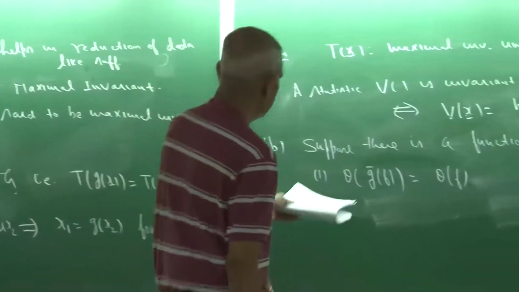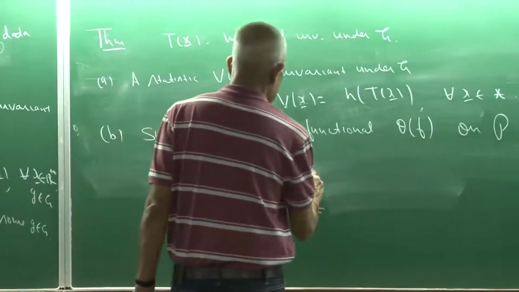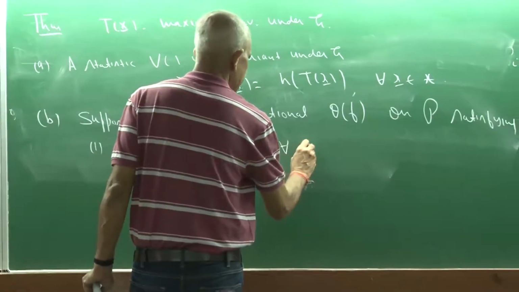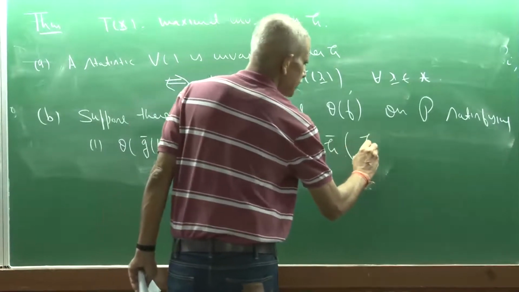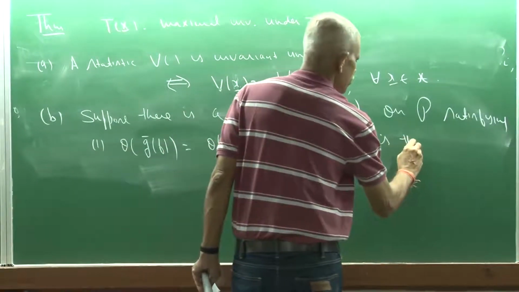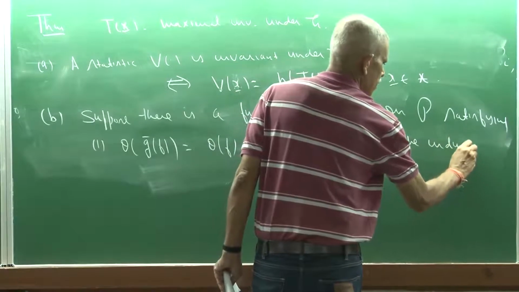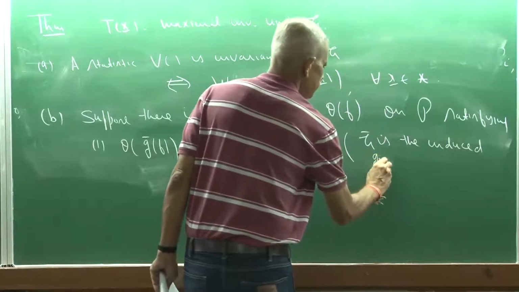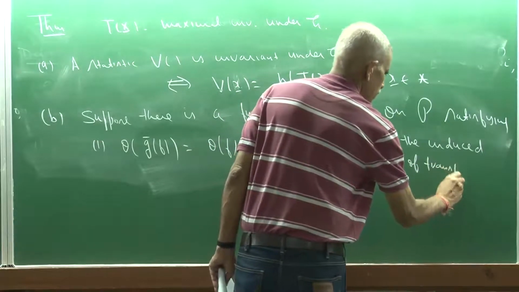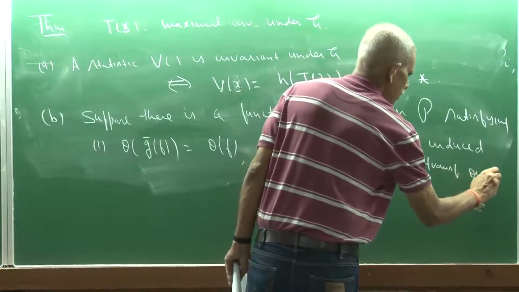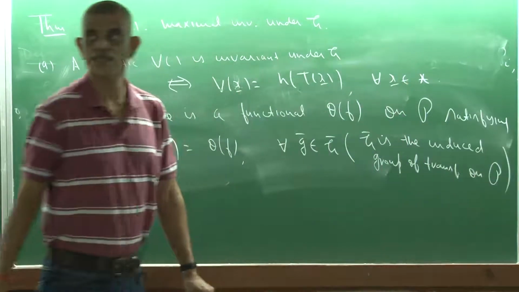So theta of g bar of f is the same as theta of f for every g bar belonging to G bar. So what is G bar? G bar is the induced group of transformations on the set of probability densities P.